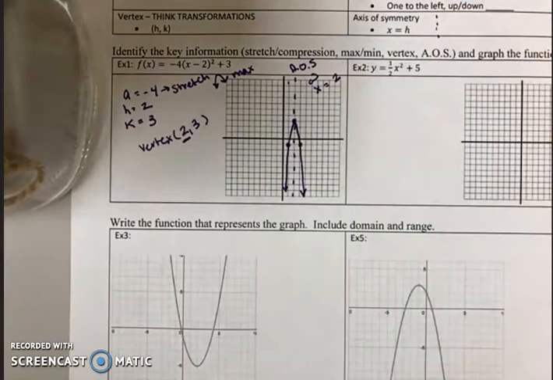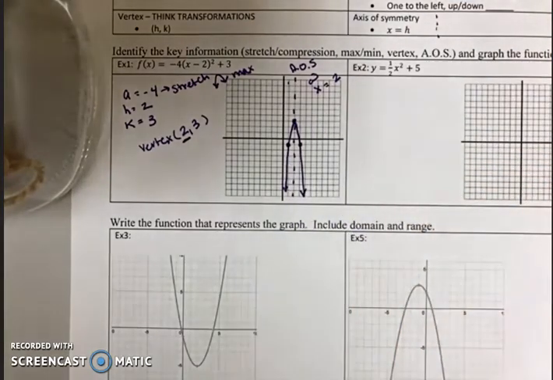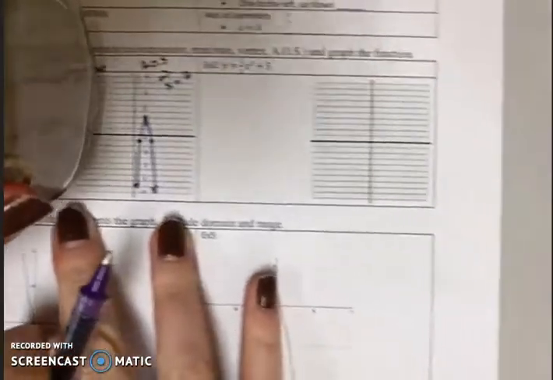So this is what the parabola would look like. And it makes sense because it's a more narrow graph than what we normally see, and stretches would be more narrow, whereas compressions would be wider. Next.